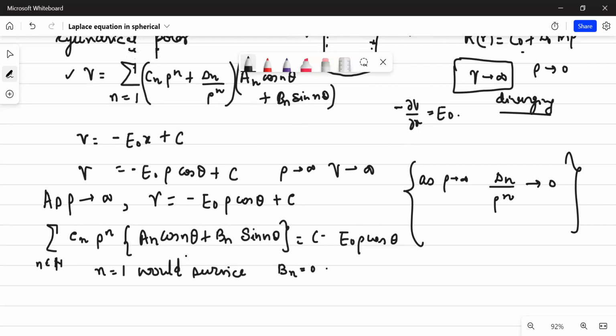sin n theta and cos n theta are orthonormal to each other. So I'll simply compare both sides, and I know that only the cos theta term is surviving, and for n equal to 1 it is surviving. So only this remains to be the solution. Bn would go to 0 because you do not have any sine term on the right hand side. Is that clear, or should I repeat it all over again?